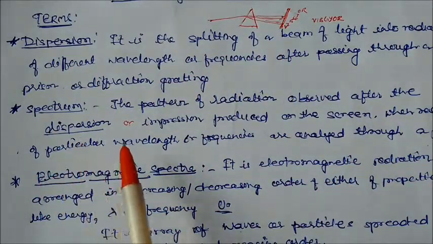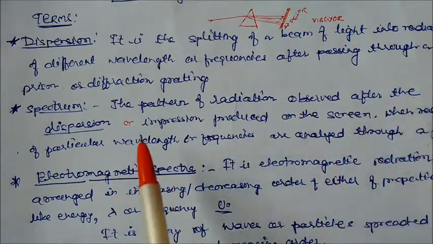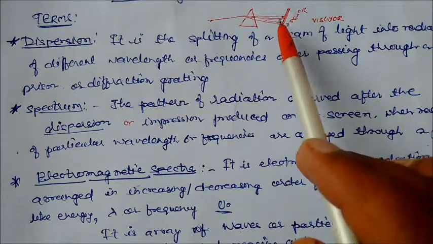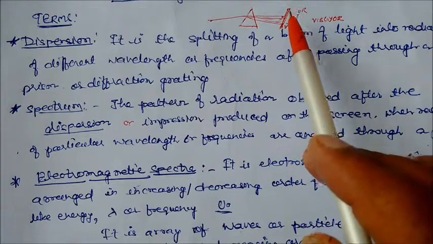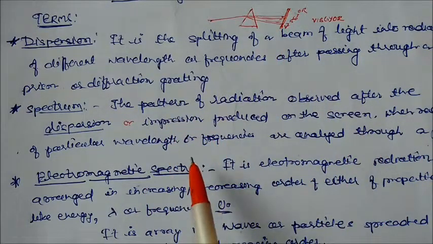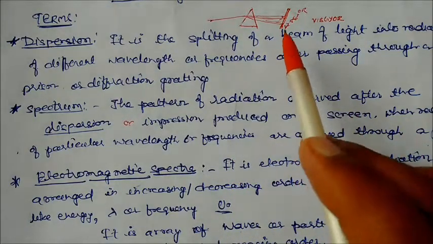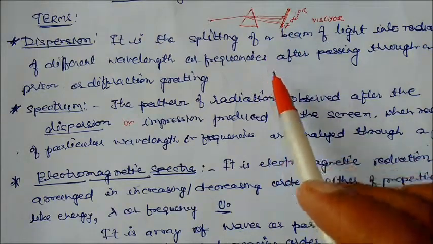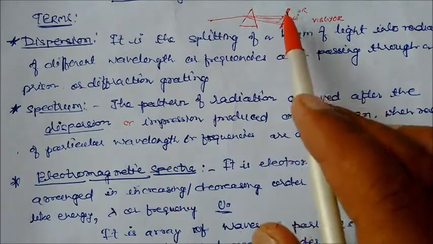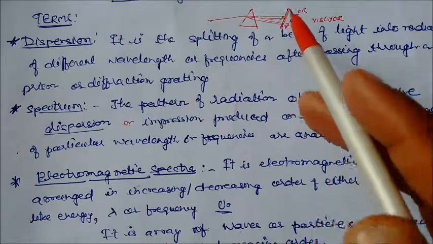The next term is spectrum. A spectrum is the pattern of radiations observed after dispersion. Pattern means violet, indigo, blue, in increasing or decreasing order, a pattern of emission. Or you can say it is the impression produced on the screen when radiations of particular wavelengths or frequencies are analyzed through a prism, according to the decreasing or increasing wavelength or frequency. This is called a spectrum, and the splitting of light that produces this spectrum is called dispersion.